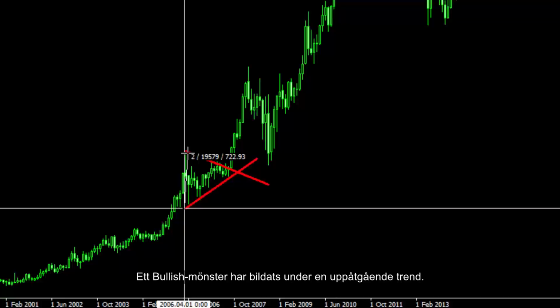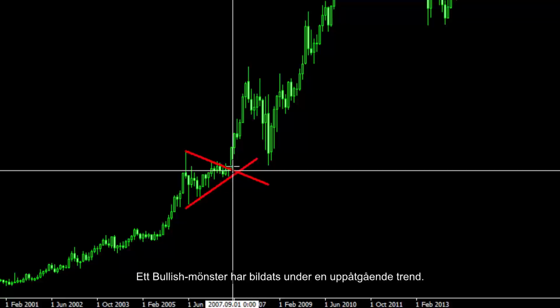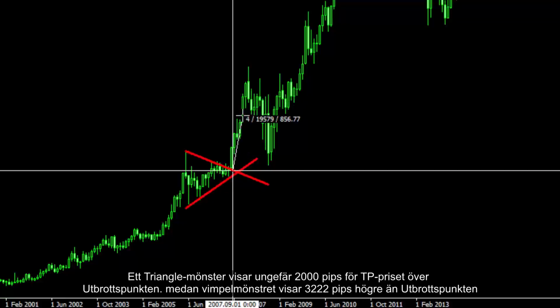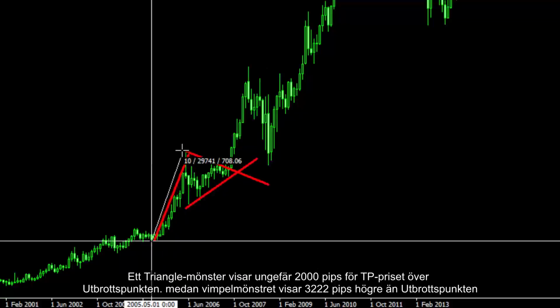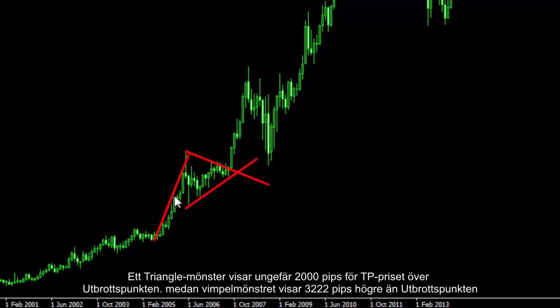The bullish pattern was formed on an upward trend. A triangle pattern shows us around 2000 pips TP price over the breakout point, while a pennant pattern indicates 3222 pips higher than the breakout spot.